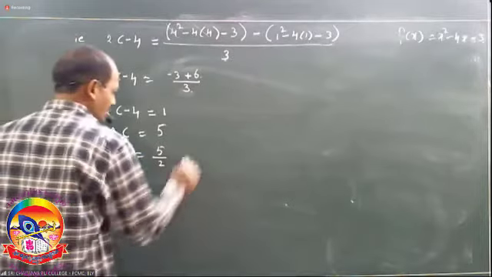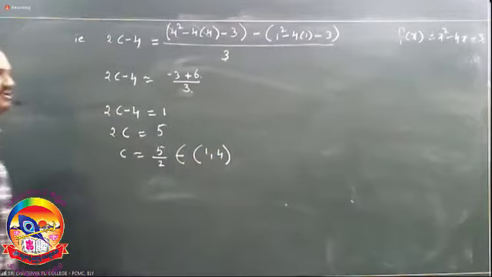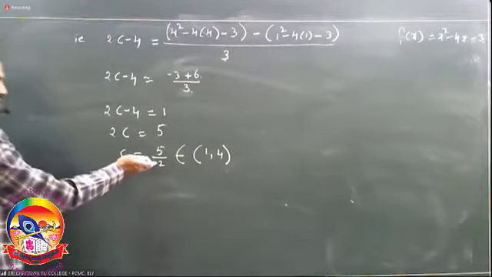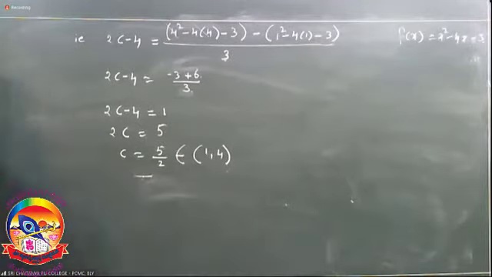This c value is in between the given interval (1, 4). It is 2.5, in between 1 and 4. Therefore, Lagrange's mean value theorem is verified. Correct.